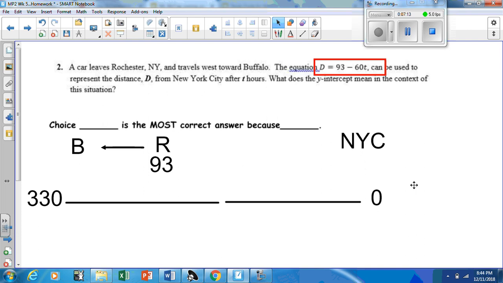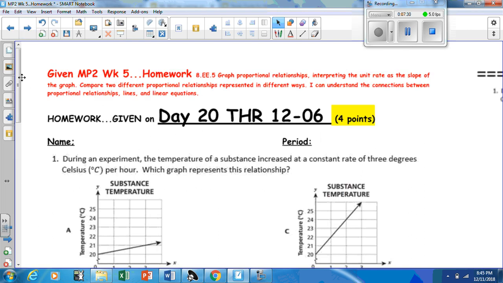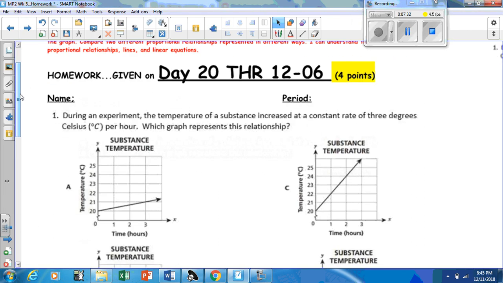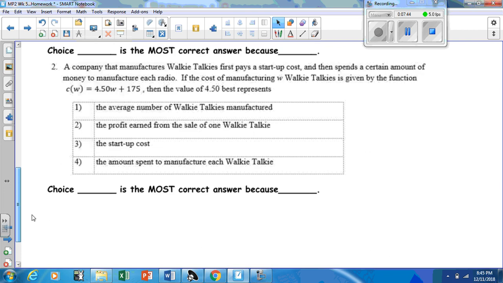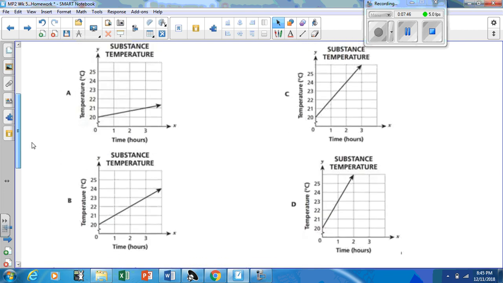Let's see, how about this one? Thursday. Which substance is represented by this? I thought I did this. Let's bring this out because this will simplify my explanation. Take a look.